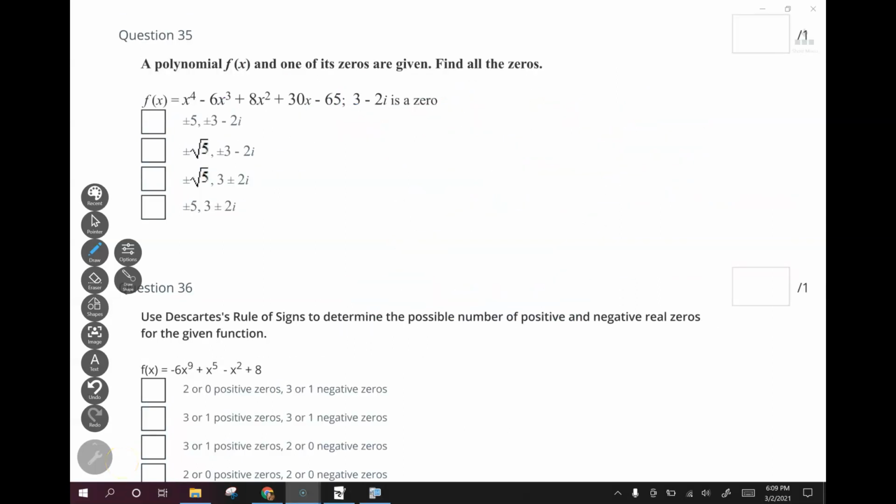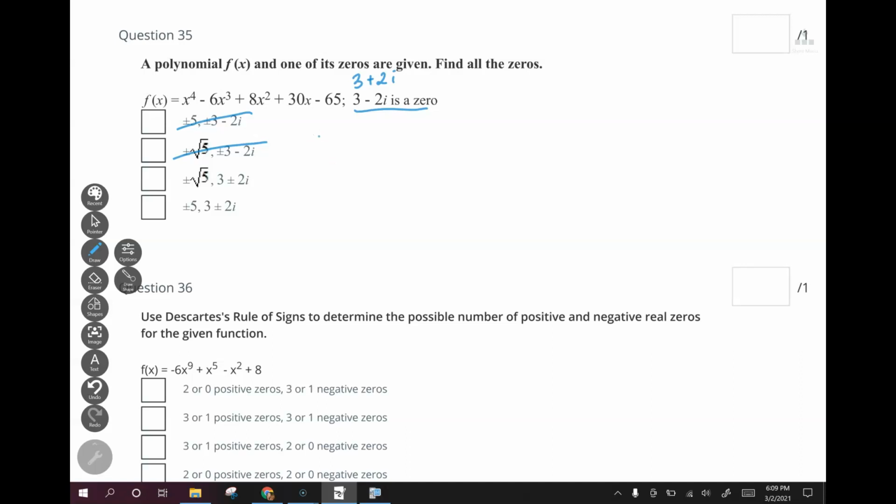All right, number 35. So on this one, they give you a polynomial and one of the zeros. We've seen this previously, and we want to find the rest of the zeros. Well, if 3 minus 2i is a 0, we know the complex conjugate, 3 plus 2i, is also a 0. So we can cross out a and b because they don't have 3 plus 2i as an option. And so it's either c or d. Now to get the third and the fourth 0 from there, you could do a couple of different things. The way to do it without a calculator is that you could multiply these two factors together.